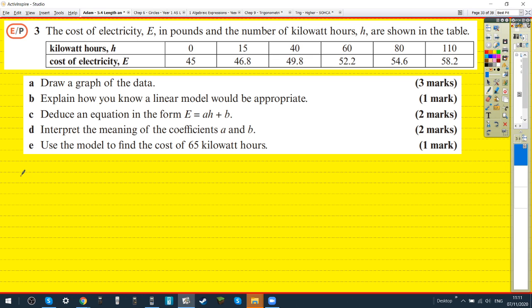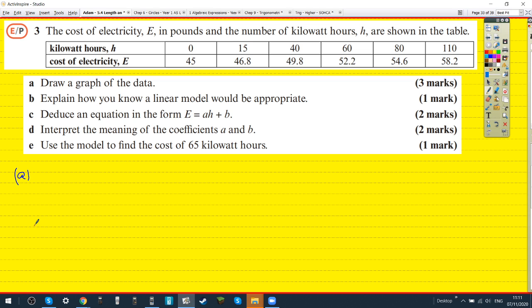Does it matter which is on the x and the y axis? It does. Would E be on the y axis and H be on the x axis? Yeah. The x is the cause and the E is the effect, essentially. The y is the effect. So yeah, you don't use more electricity because you've got a bigger bill. If you use more electricity, you would get a higher cost. So you draw the graph.